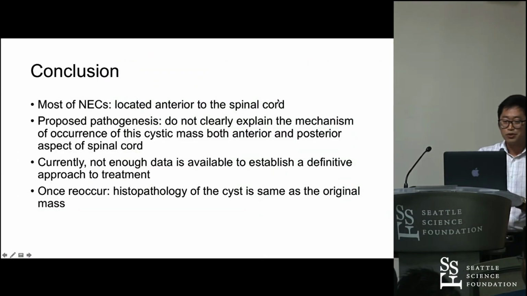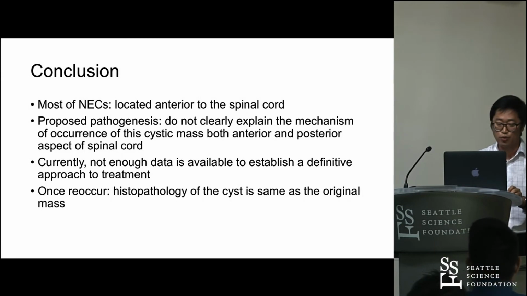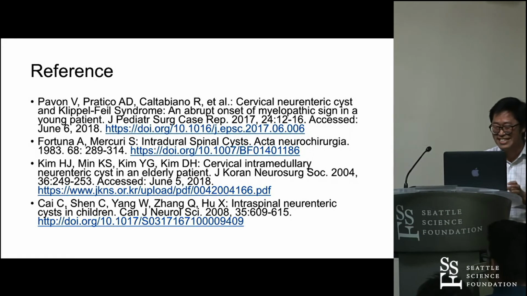So, conclusion. Most neurenteric cysts are located anterior to the spinal cord, and the proposed pathogenesis does not really clearly explain why those cysts can arise anterior or posterior to the spinal cord. And currently, there's not enough data to establish a definitive approach to the treatment. Once those cysts recur, they have histopathology that is exactly the same as the original masses. Thus, we can conclude that these are recurrences of the original tumors. And that's it. Any questions?